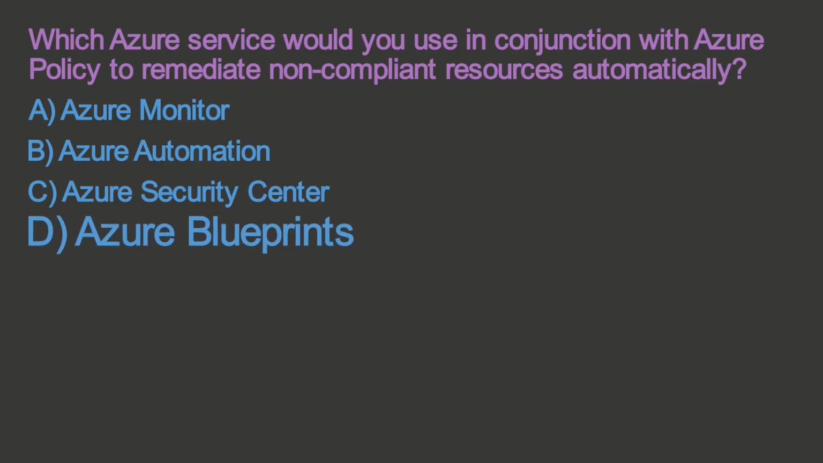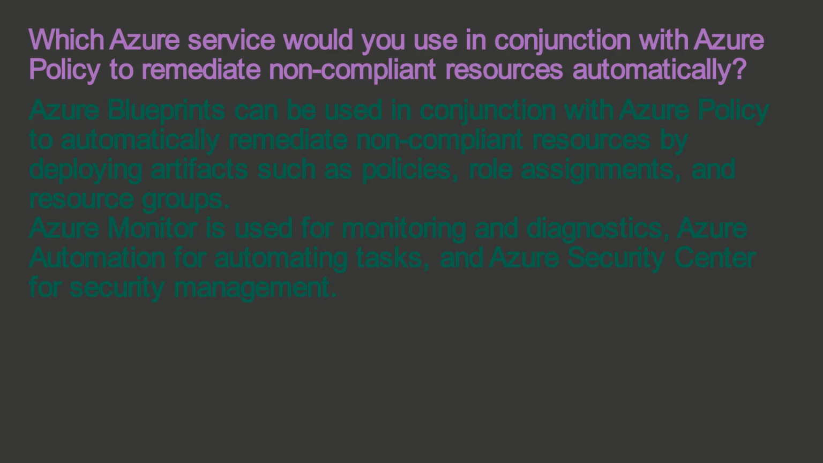The correct answer is D. Azure Blueprints. Azure Blueprints can be used in conjunction with Azure policy to automatically remediate non-compliant resources by deploying artifacts such as policies, role assignments, and resource groups. Azure Monitor is used for monitoring and diagnostics, Azure Automation for automating tasks, and Azure Security Center for security management.